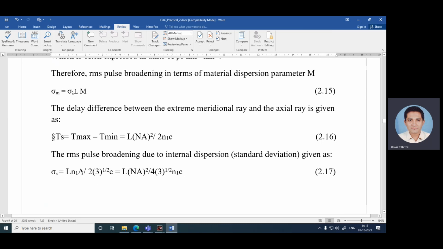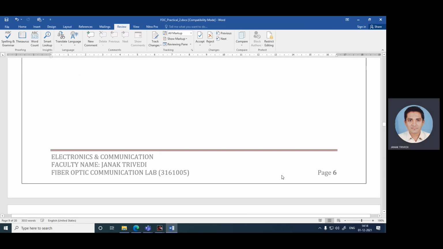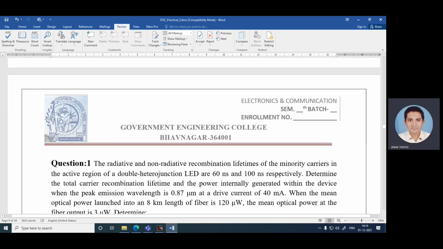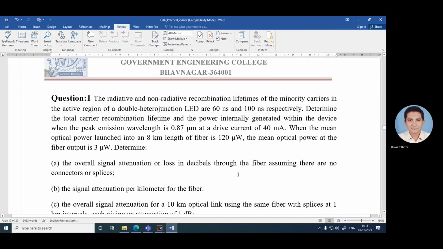that is L n1 delta divided by 2 into 3 raised to 1 by 2 c, or equal to L into n1 square 4 by 3 raised to 1 by 2 n1c, equation 2.17. So all these equations are used while we discuss the examples. So let's move to the example.